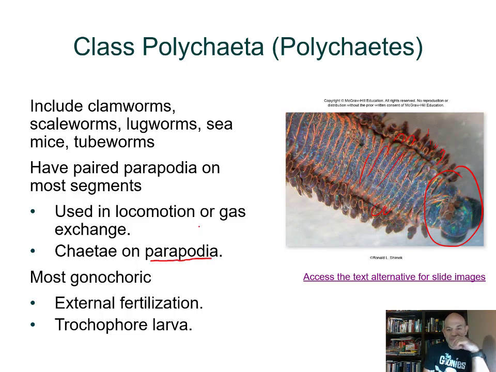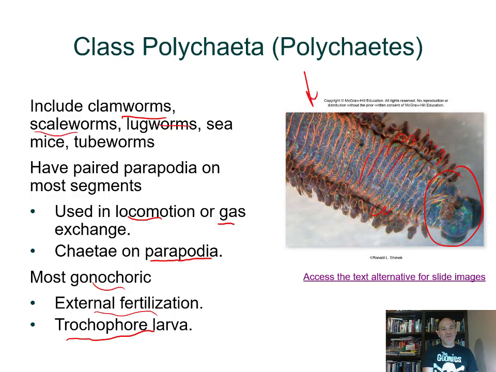And so the parapodia do have blood vessels that enter there, so they can be used for gas exchange across the surface of those parapodia. And then they have these bristles here, and so these parapodia can assist in locomotion as well, moving around. And they are gonochoric, with external fertilization. They have that trochophore larva. Remember, they're in the Lophotrochozoa group. These include worms called clamworms, and that's a clamworm right there in the genus Nereis.